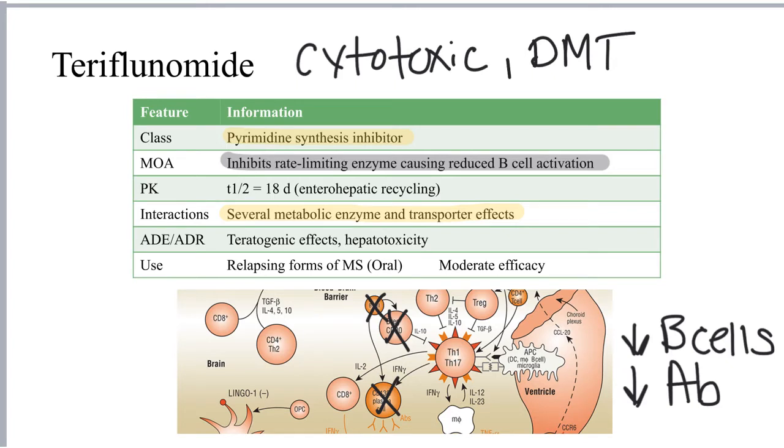The most important adverse effect of teriflunomide is that it produces teratogenic and embryo-lethal effects. It can cause damage to the fetus and in some cases even lethality, and should be avoided at all costs in women who are attempting to become pregnant or who are pregnant. Another adverse effect that is common is hepatotoxicity. Teriflunomide is also indicated for relapsing forms of MS. It is administered orally and also considered to have moderate efficacy.